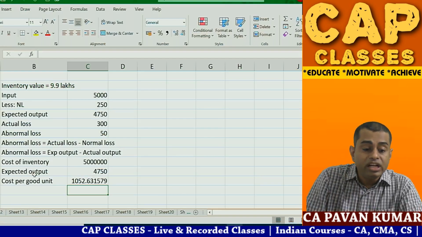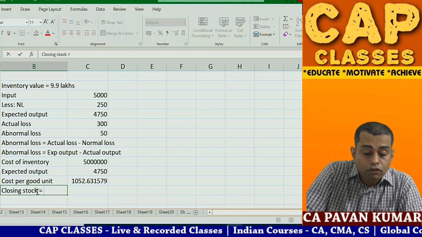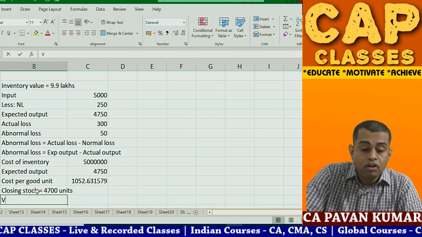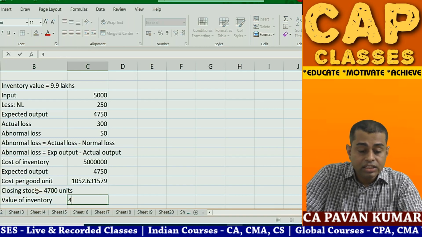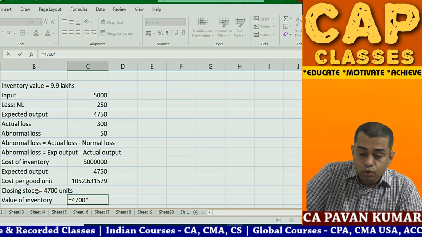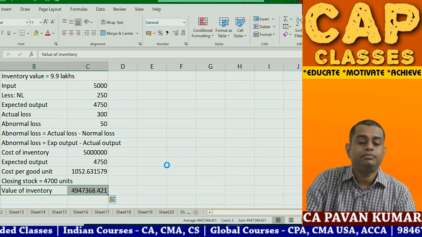So how many units are there? You have closing stock equal to 4,700 units. Therefore, value of inventory for the purpose of balance sheet is 4,700 into this. This is your value of inventory. That's all.